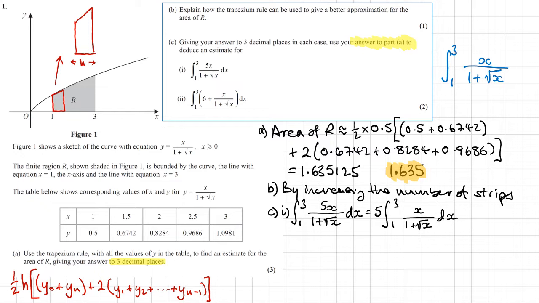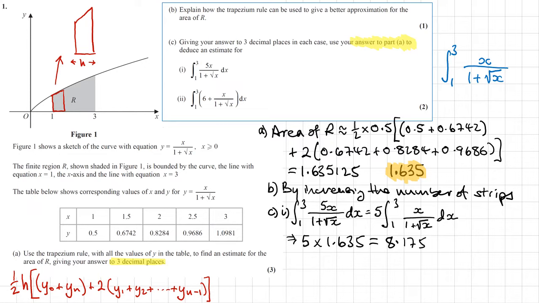Now, I've got an estimate for this, haven't I? 1.635. So I can say that an estimate for this area is going to be 5 times 1.635. And that gives me 8.175. Let's write that a bit neater. 8.175.